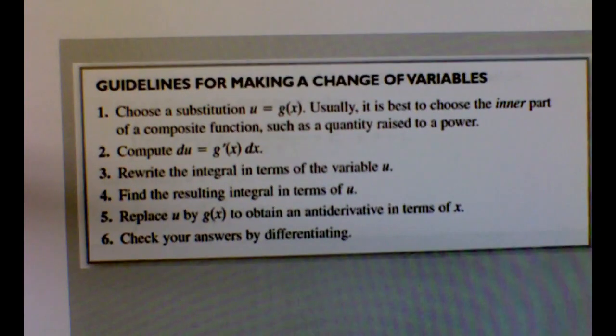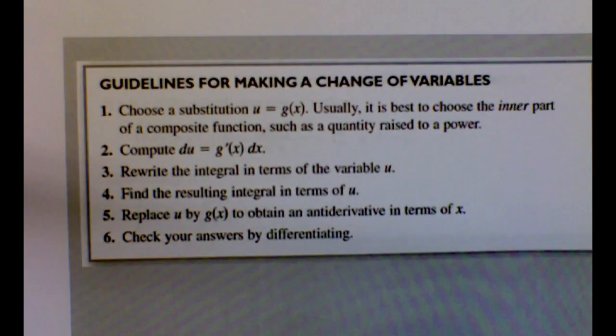So some guidelines here. Choose a substitution, u equals g of x. Usually it's best to choose the inner part of a composite function, such as a quantity raised to a power. Compute du equals g prime of x dx. Rewrite the integral in terms of u. Find the resulting integral in terms of u. Replace u with g of x to get an antiderivative in terms of x, and check your answer by differentiating.